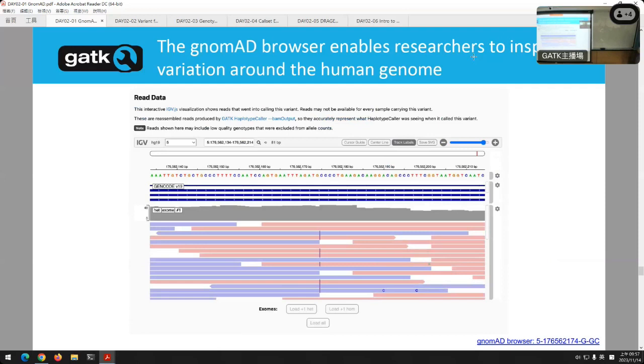We can even look at the actual reads that were used to call this variant in a selection of carriers. So in our one carrier for this variant, we can clearly see the insertion being called in a heterozygous state in this IGV that's embedded directly into the gnomAD browser. And importantly, this is using the HaplotypeCaller BAM out. So it's the local assembly that HaplotypeCaller was looking at when it made this variant call.